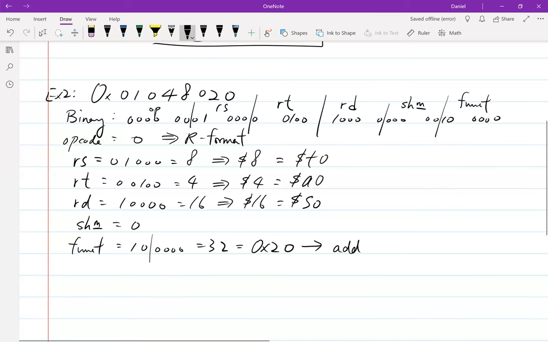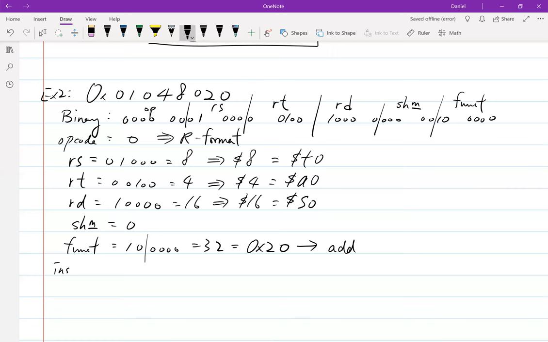Okay, so now write down your instruction. What do we have? We have the operation, and then what is the target, or what is the destination? Destination is RD, right? So you have S0, first operand RS. So be careful. RS is always the first operand. And then RT will be the second one. Now you have the answer.